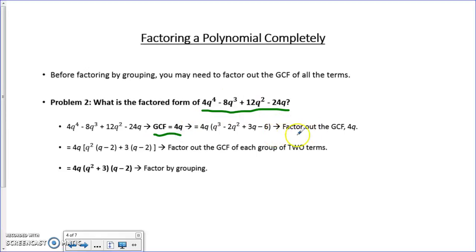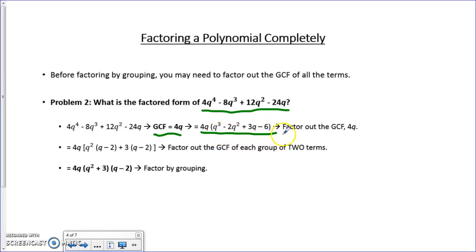So the first thing you want to do is factor out the GCF from this huge polynomial. When we take out a 4q, we're left with q cubed minus 2q squared plus 3q minus 6. And like I said in previous lessons, once you factor out the GCF, it just comes along for the ride. Now we're looking at what's inside parentheses, and we're going to factor that.